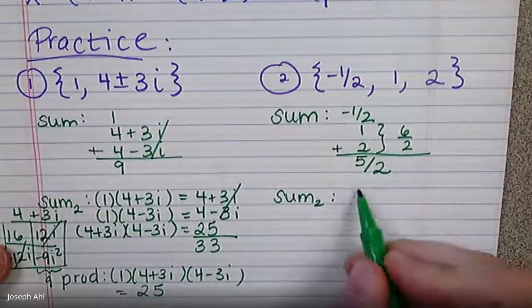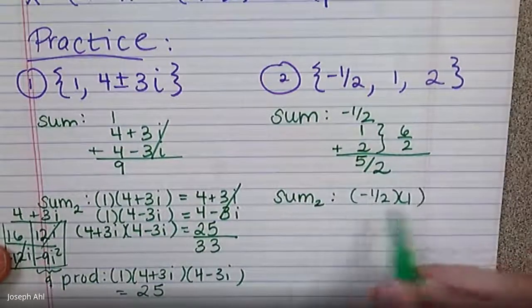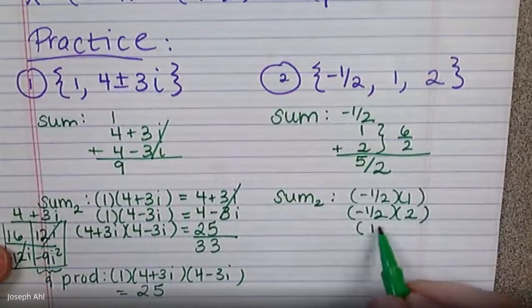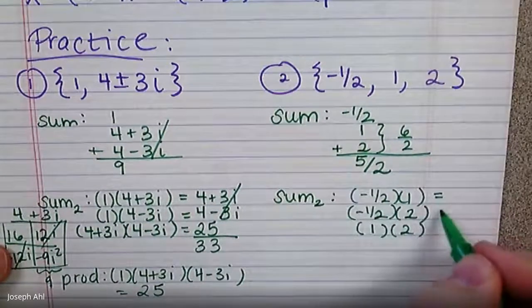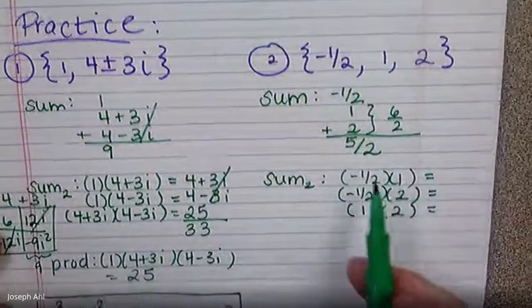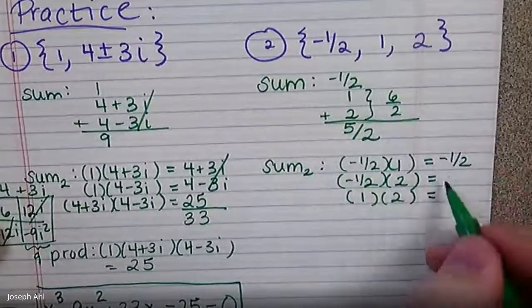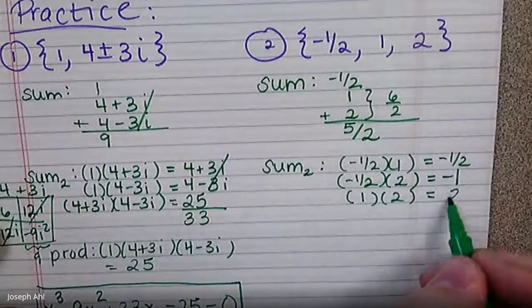So the sum 2 at a time, you're going to take negative a half and multiply it by 1. You're going to take negative a half and multiply it by 2. And then the only other pair you can make is 1 times 2. Okay, so negative a half times 1 is just negative a half. Negative a half times 2 is negative 1. 2 times 1 is 2.